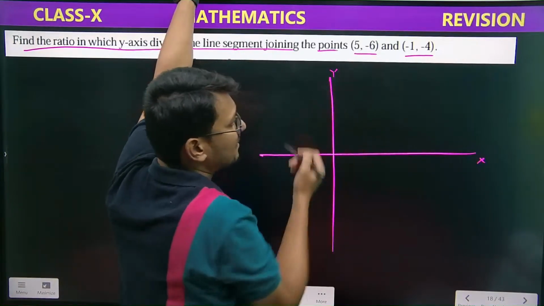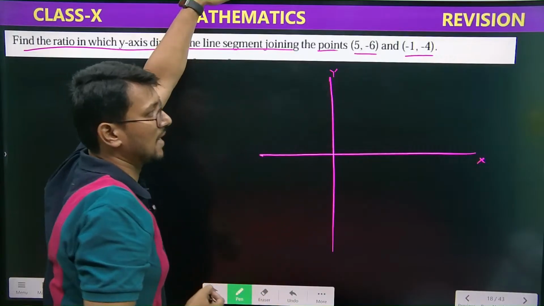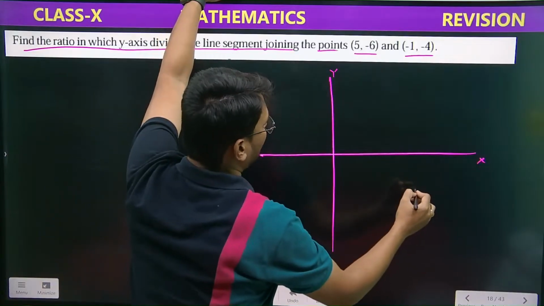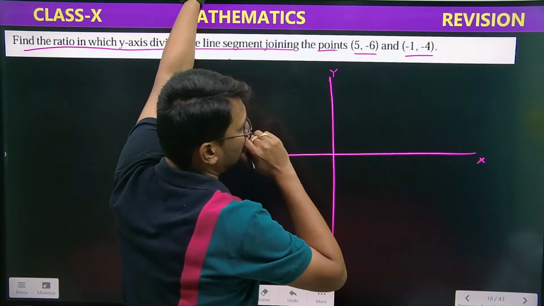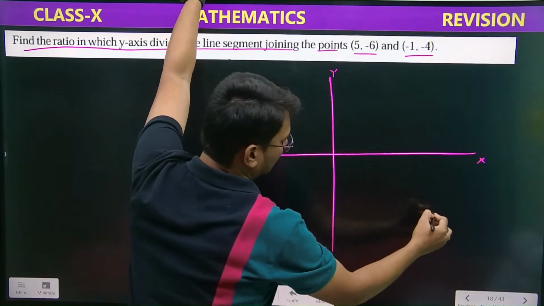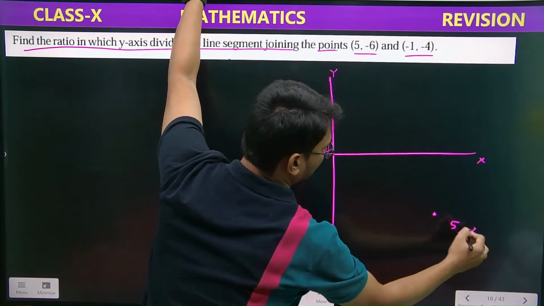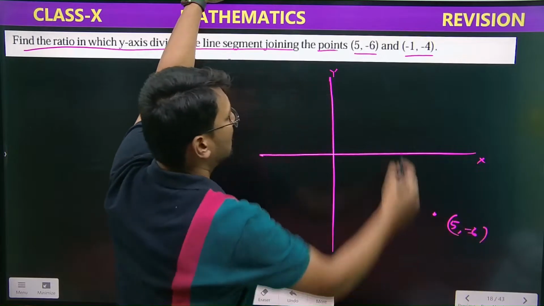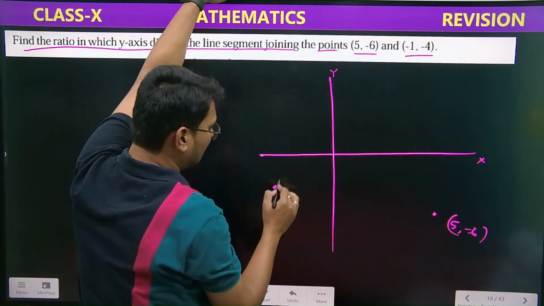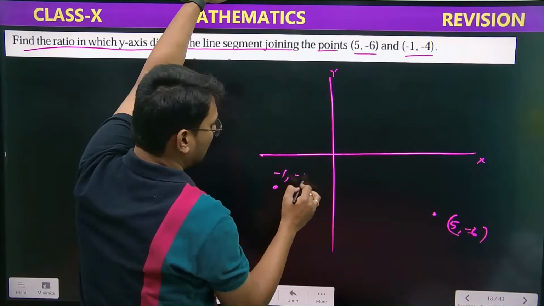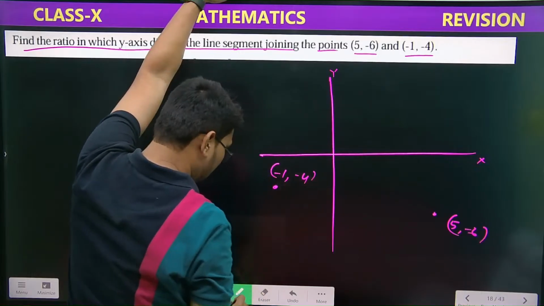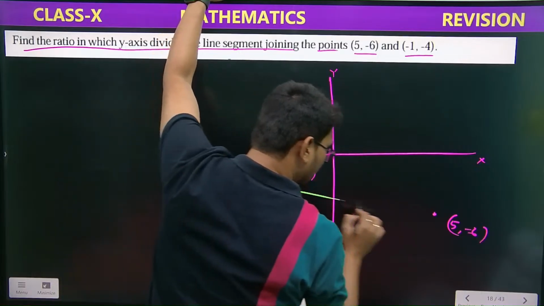So where do these two points lie? Where does (5, -6) lie? The fourth quadrant. Here is the point (5, -6). Clear? And (-1, -4) definitely lies in the third quadrant, right? If I join these two points, I'll get a line.